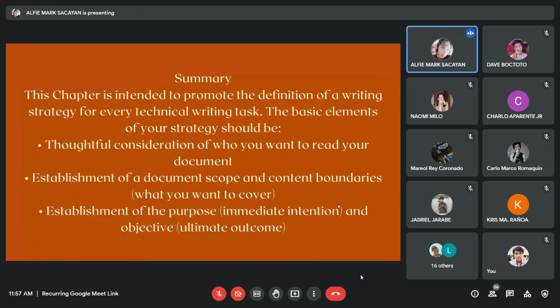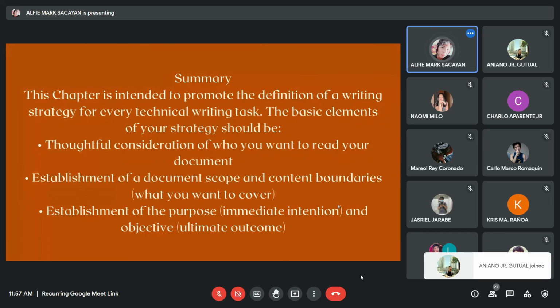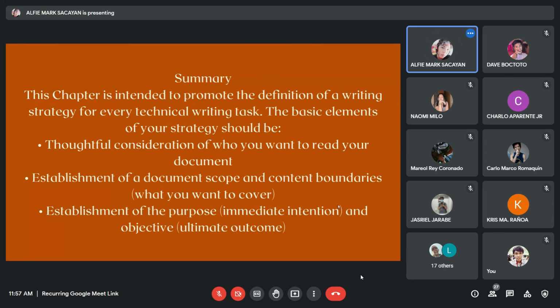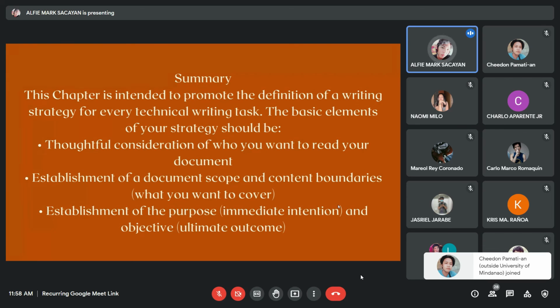So in summary, this chapter is intended to promote the definition of writing strategy for every technical writing task. So the basic elements of your strategy should be thoughtful consideration of who you want to read your document, then establishment of a document scope and content boundaries. So what you want to cover, then establishment of the purpose, so your immediate intention and objective or your ultimate outcome. So unsa gyud ang outcome sa imong mga gibuhat nga document.